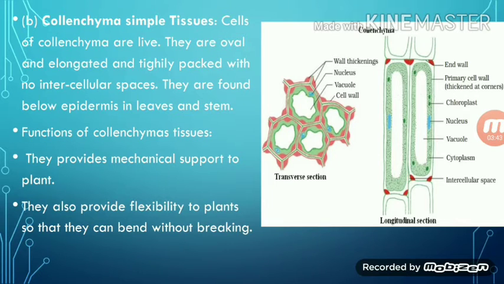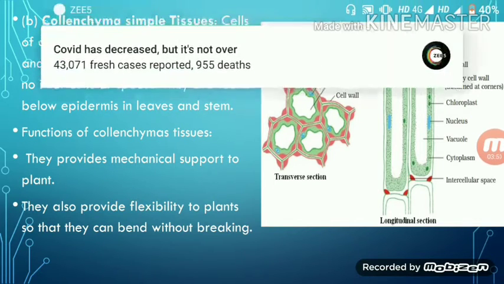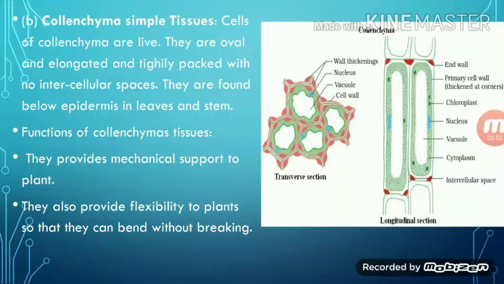In case of parenchyma cell, we have large intercellular spaces. But in case of collenchyma tissue, we don't have intercellular spaces. They are found below epidermis in leaves and stem. So we will discuss what is epidermis also in the later part. So where we find collenchyma tissue: below epidermis of leaf and stem.